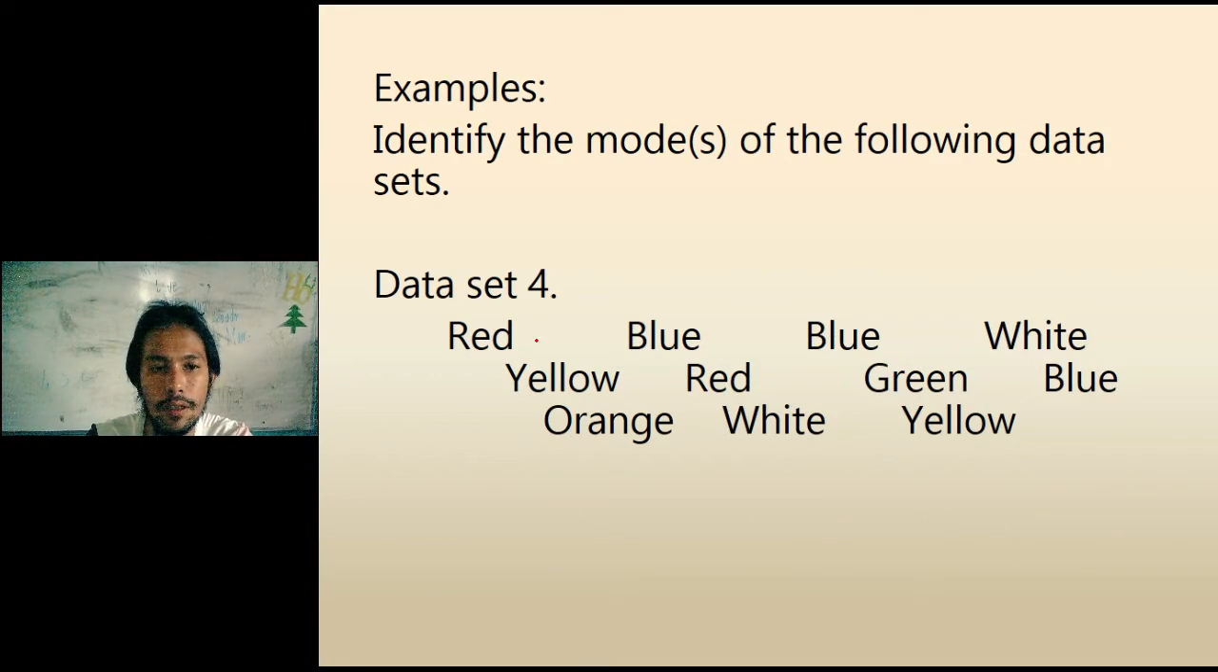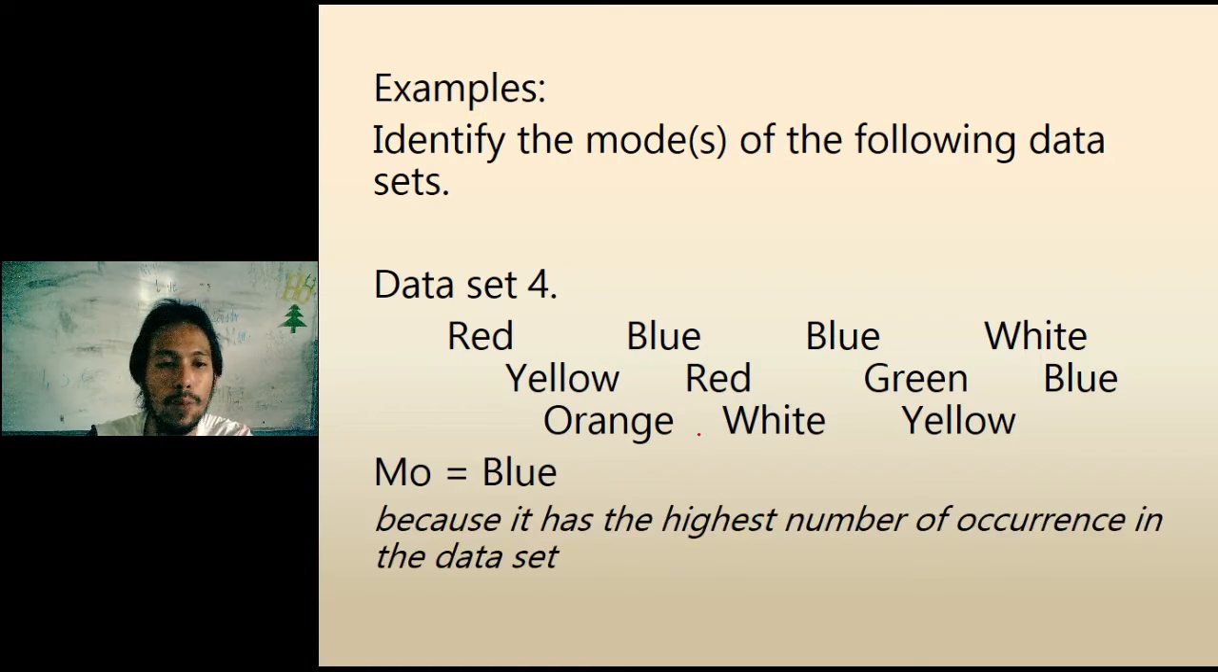Data set 4. So, ipon na ito: ang red, kaduha nibalik. Ang blue, katulo. Ang white, kaduha. Yellow, kaduha. And orange. So, ang mode ani niya is blue, kay blue man ang kadaghanan nga nagbalik-balik.